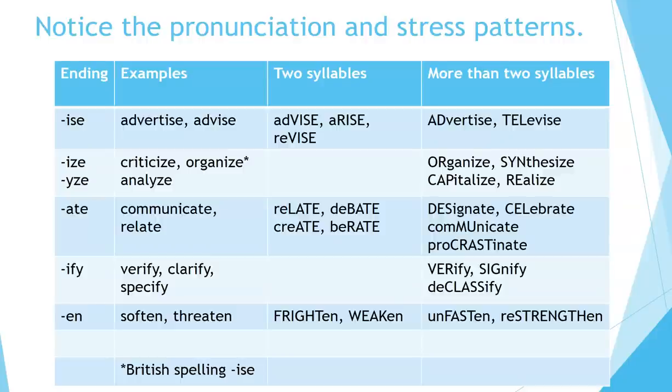Notice the pronunciation and stress patterns for these verbs. Ending, examples, two syllables, more than two syllables. For I-S-E, I-Z-E, and Y-Z-E, which is another variation of this, we have words like advertise, advise, criticize, organize, analyze. When there are two syllables in the verb, the second syllable is emphasized or stressed. For example, advise, arise, revise.